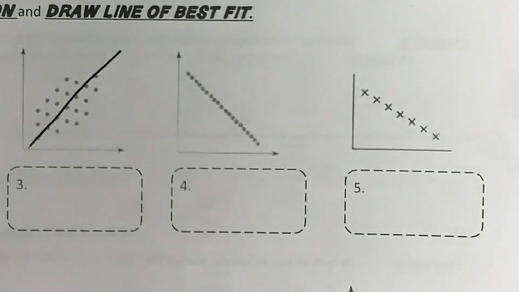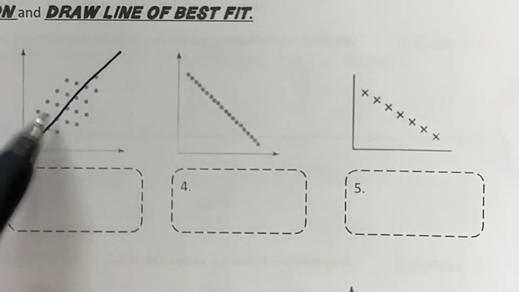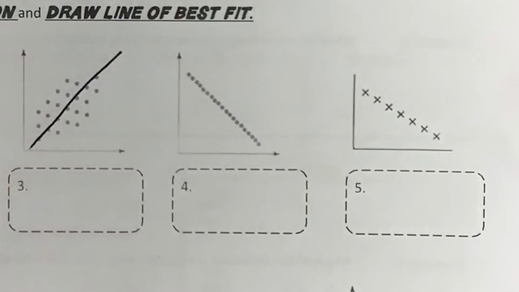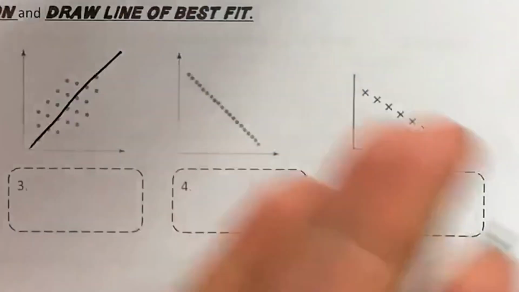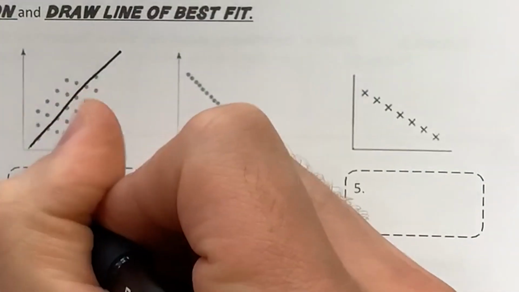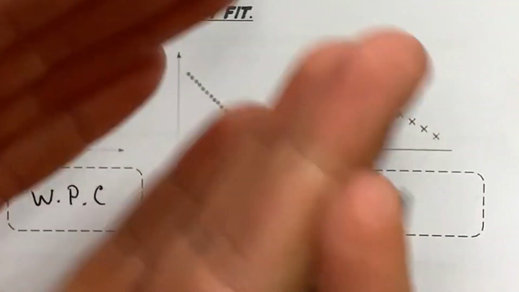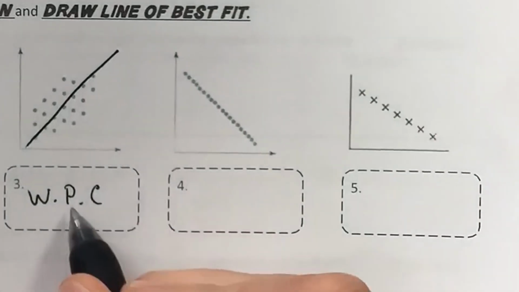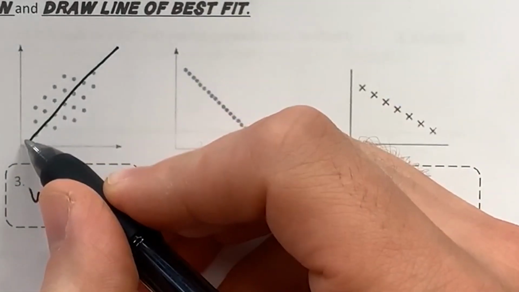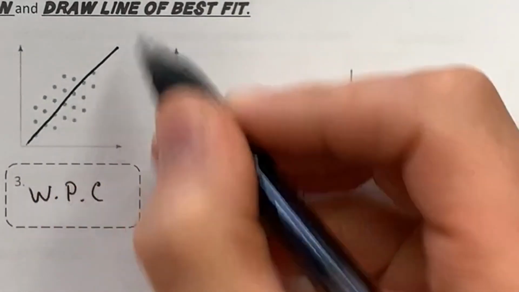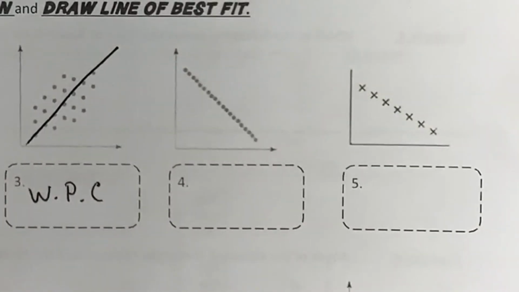As far as strong or weak, the points are not as squished to the line like this first one was. They're a little more spread apart. So this is going to be a weak positive correlation. Weak because my points are not as close to that line of best fit. Positive because the general trajectory of these points is going upward from left to right. And there we go, I'm done.